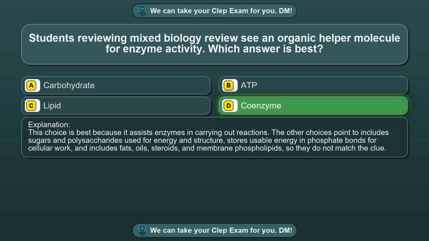This choice is best because it assists enzymes in carrying out reactions. The other choices point to include sugars and polysaccharides used for energy and structure, stores usable energy in phosphate bonds for cellular work, and includes fats, oils, steroids, and membrane phospholipids, so they do not match the clue.